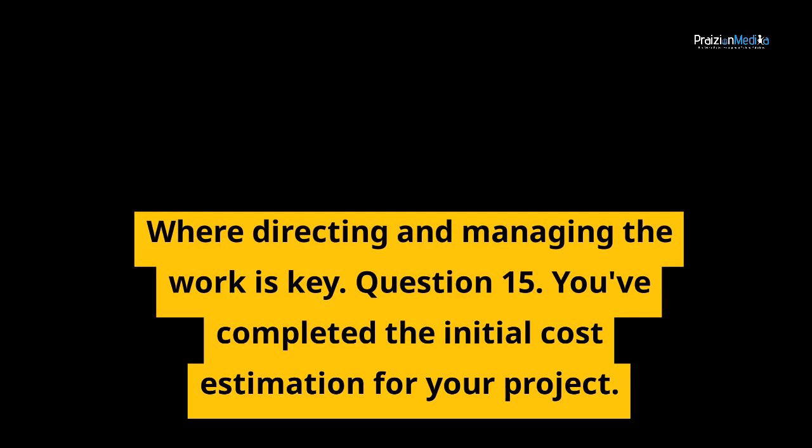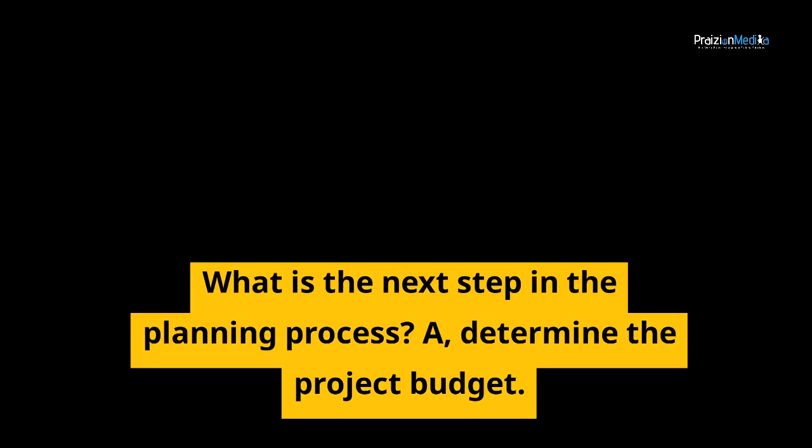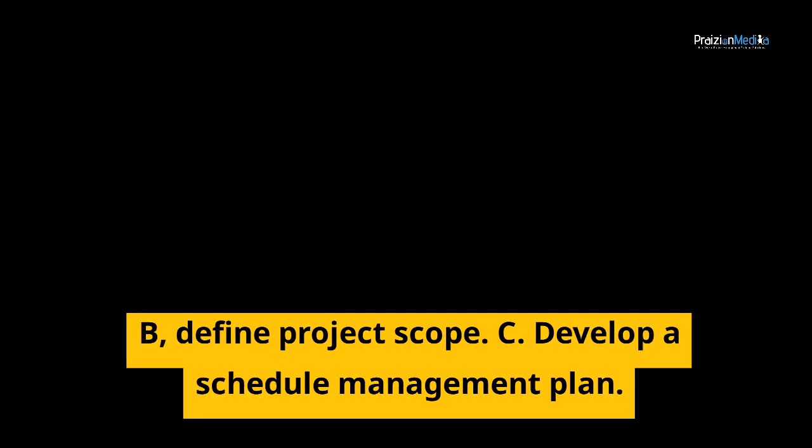Question 15. You've completed the initial cost estimation for your project. What is the next step in the planning process? A. Determine the project budget. B. Define project scope. C. Develop a schedule management plan.